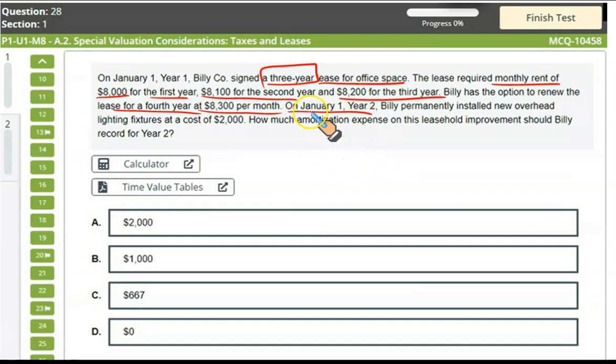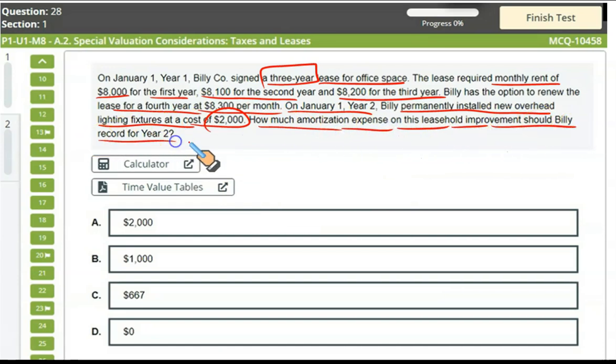is gone, January 1st, year 2, Billy permanently installed a new overhead lighting fixture at a cost of $2,000. How much amortization expense on this leasehold improvement should Billy record for year 2?